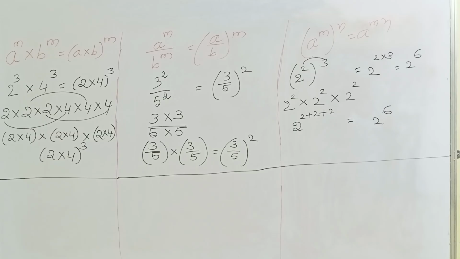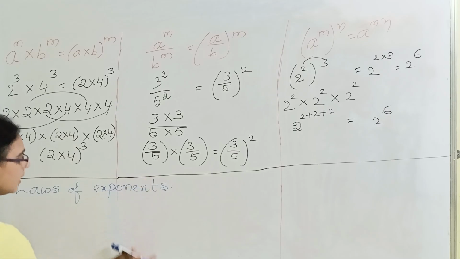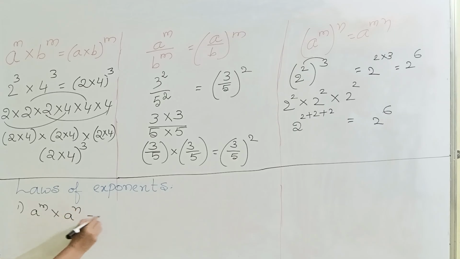So which laws I explained, once you have to check it. These all are laws of exponents. Which formulas I explained, once we will see. First one, if bases are same in multiplication, add the exponents. Okay. Second one, if bases are same in division, subtract the exponents. Okay.